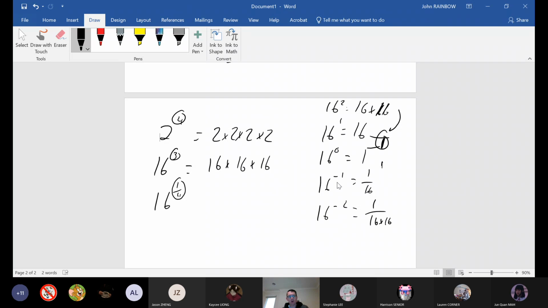Well, if you've got 16 to the power of a quarter, aren't you really looking for a quarter of its power that gives it 16? So we've got 2 by 2 by 2 by 2. You need a quarter of that. 2, 4, 6, 8. A quarter of a number that gives you the 16 is just 2.